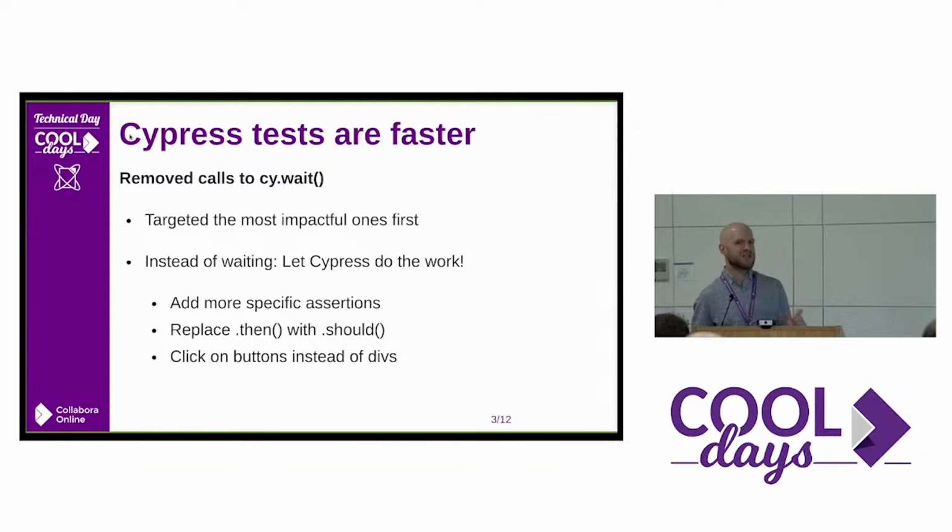And Cypress has some actionability detection. So if you're clicking a button, Cypress will wait until the button is on screen and not disabled, things like that. If you are clicking on a div, then it won't do that actionability detection. So you might wait for a second and then click the div, but the better way is to just click on the button directly and let Cypress do the work, so you can remove the wait.